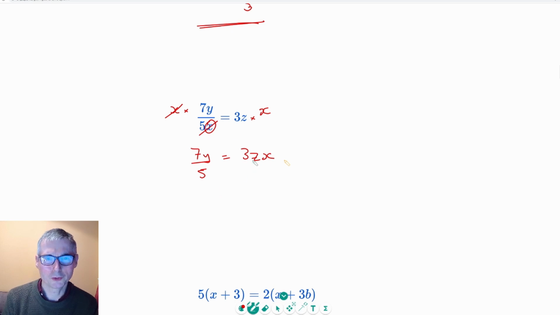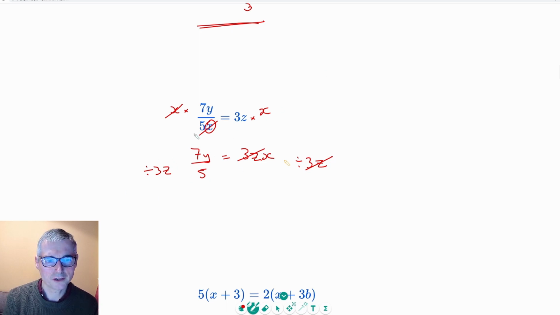And now all I need to do is try and get rid of this 3z that's now multiplying the x there. So to do that, I'm going to divide both sides by 3z. So I'm going to divide by 3z there, and I'm going to divide by 3z there. So those 3z's will cancel on the right hand side, and there's a little trick that we can do here.